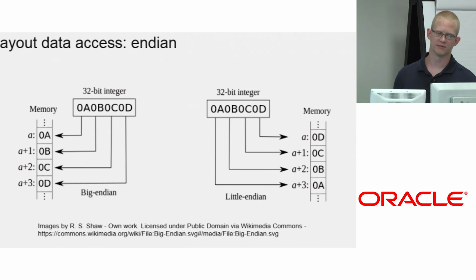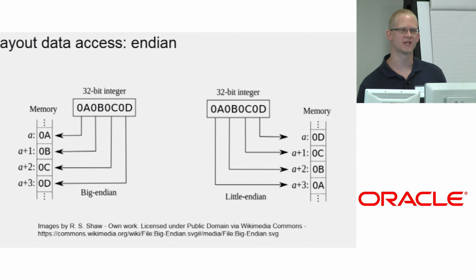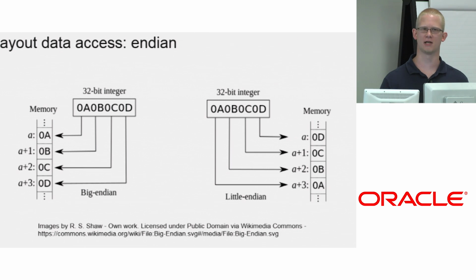And then the last piece of data access has to do with endian. Are you big endian or little endian? What we've said is that containers have an endian. You can define whether a particular container is little endian or big endian, and that tells the runtime system how to read that data.